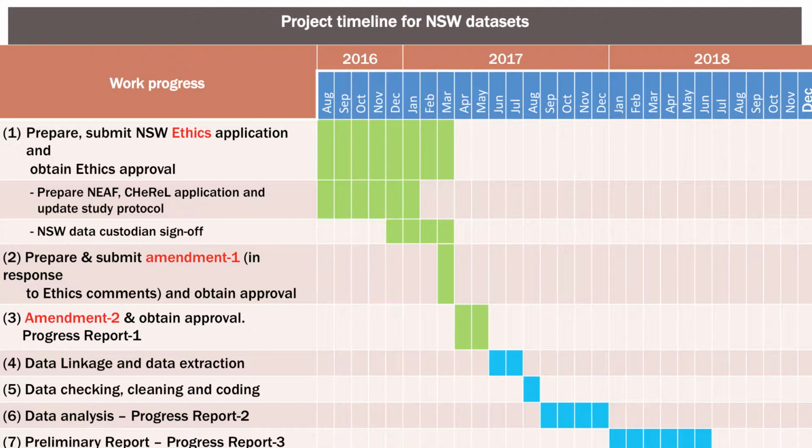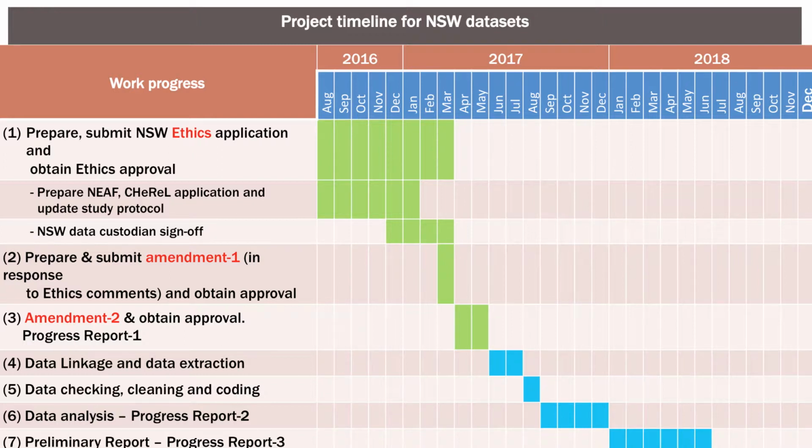What I'm showing now is the project timeline to date for getting permission for using the data, such as the clinical cancer registry, central cancer registry, admitted patient data, radiotherapy information systems, and births, deaths and marriages. Those that are completed are in green. The aim of this presentation is to show that it's taken 12 months to do the paperwork.